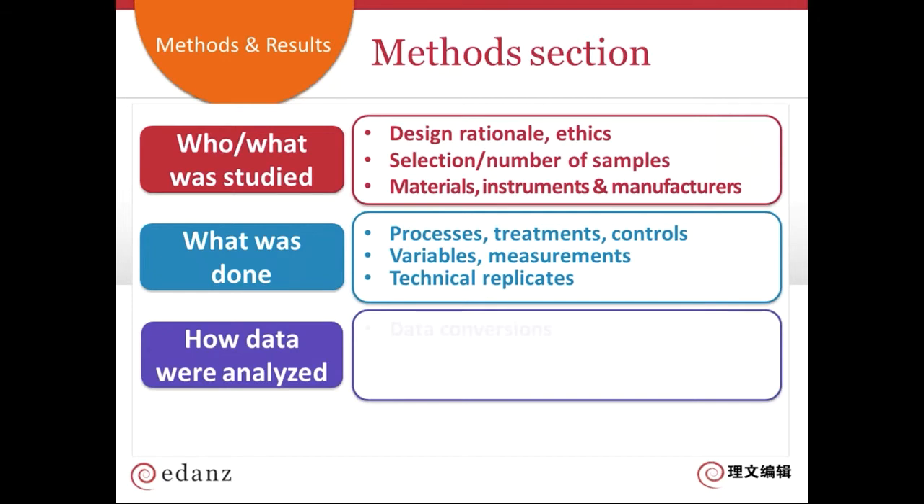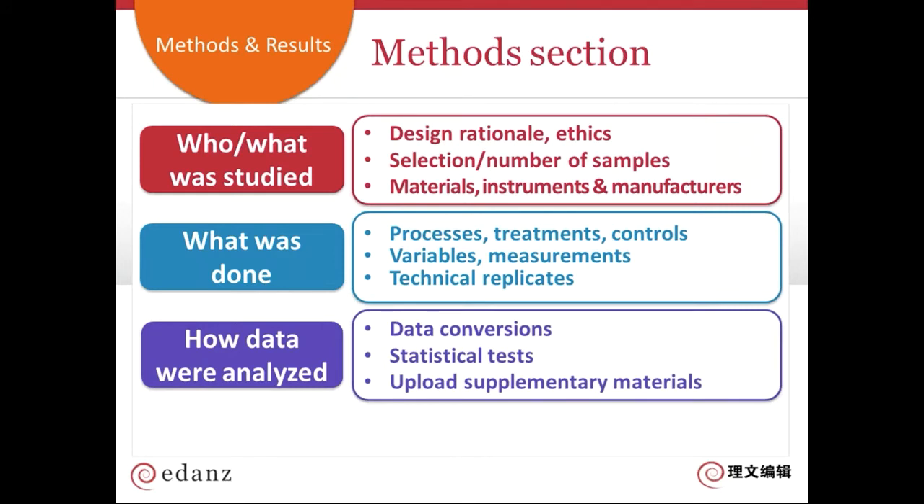Lastly, you need to describe how you converted raw data and how you analyzed your data. You also need to describe or name all statistical tests that you used to determine significance. Again, check if the journal expects you to upload supplementary files of full methods and analyses.